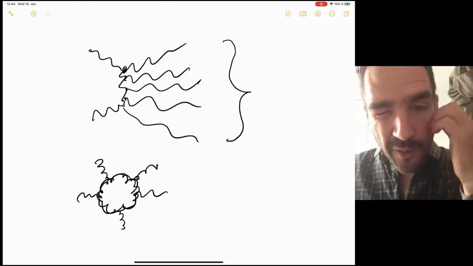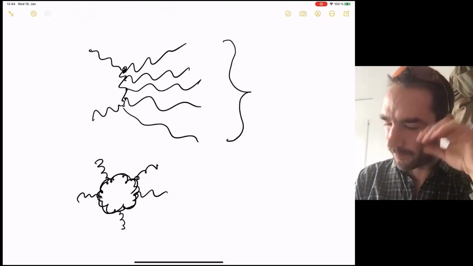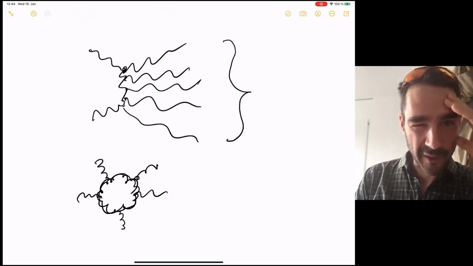Perhaps, yeah, can you say some more words on this thing of the large N, the fact that the number of Feynman diagrams grows factorially with?